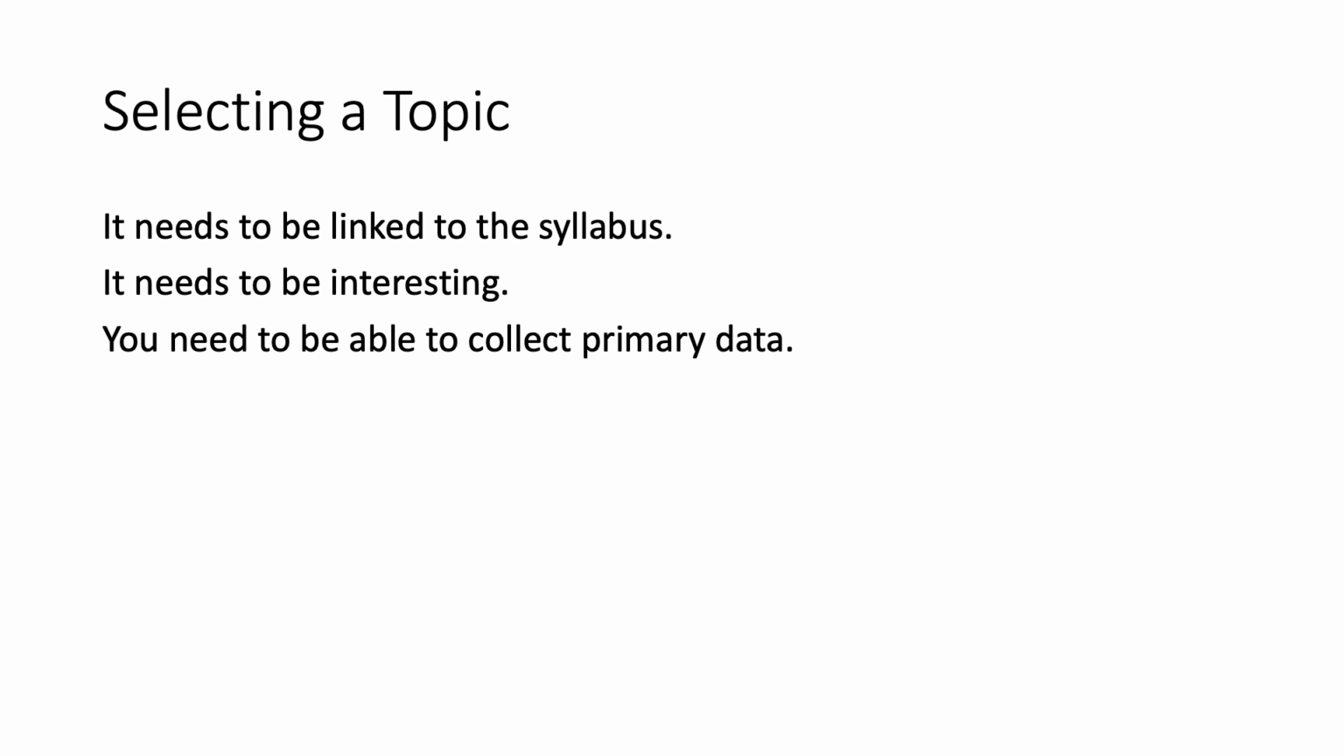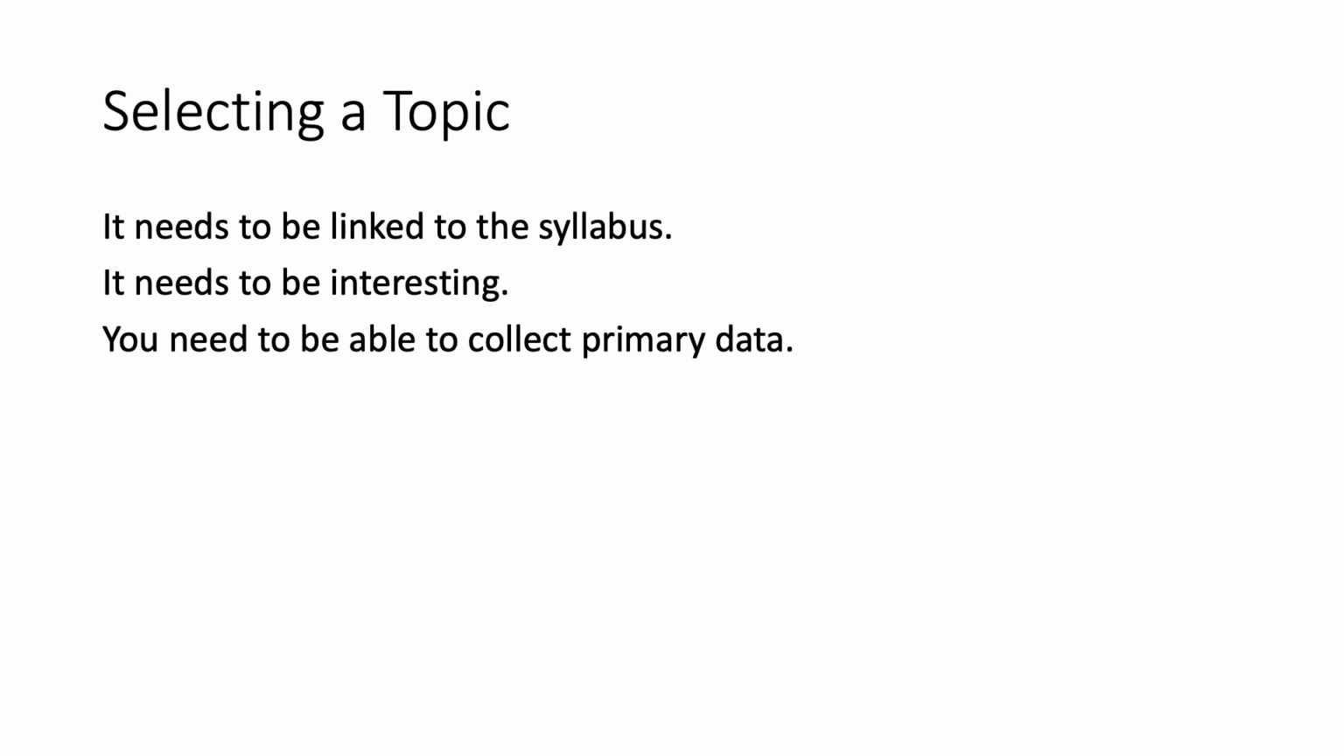So how do you select a topic for your independent investigation? The first thing is it needs to be linked to the syllabus. So you can't do an investigation on rivers because that isn't part of the A-level geography syllabus. It also needs to be interesting. You're going to be spending a lot of time researching this, so it needs to be something that you find interesting and will enjoy researching.